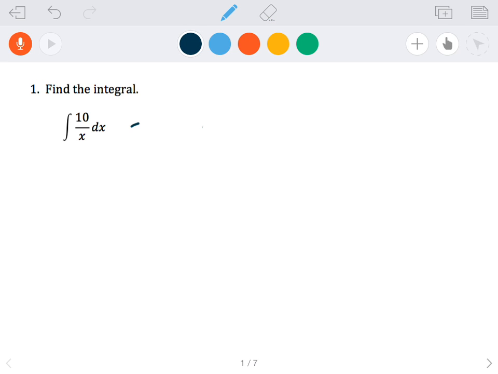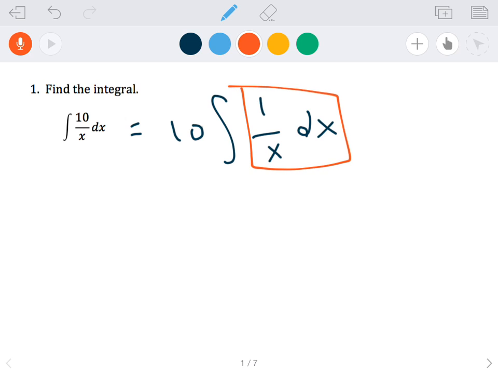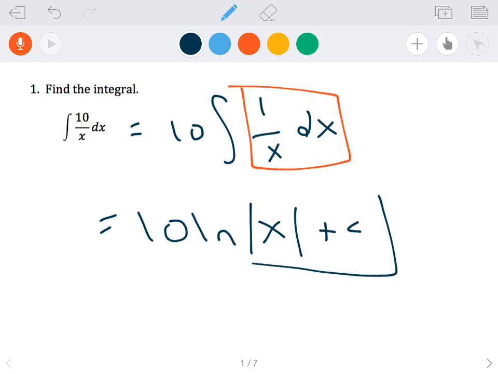So what I can do, I can just pull this 10 out front. It's the integral of 1 over x dx, and I know that this is the natural log. And so this is just equal to 10 natural log of x, but I can't take the natural log of a negative number, and so I fix that by adding absolute value bars and plus c, as always.